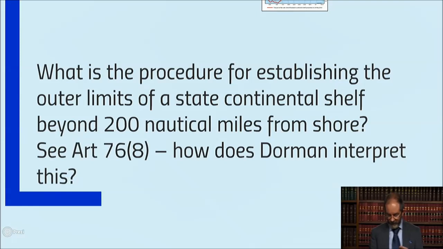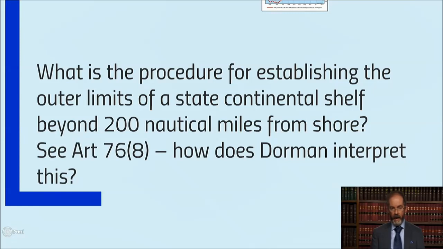The critical sentence then is, the limits of the shelf established by a coastal state on the basis of these recommendations shall be final and binding. So this is what's been called by Dorman a kind of ping-pong process. The coastal state can put up submissions, they then get recommendations back. If they adopt those recommendations and proclaim their outer limits on the basis of them, then those limits are final and binding.